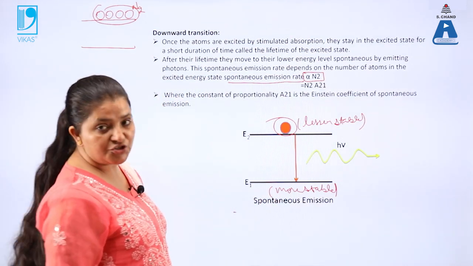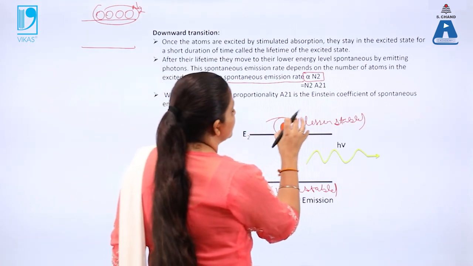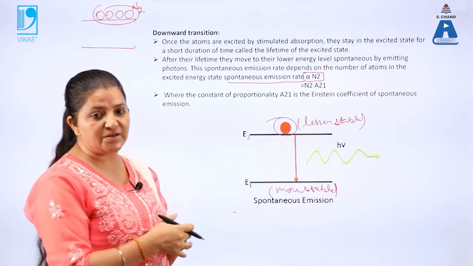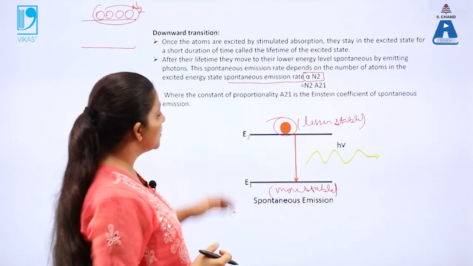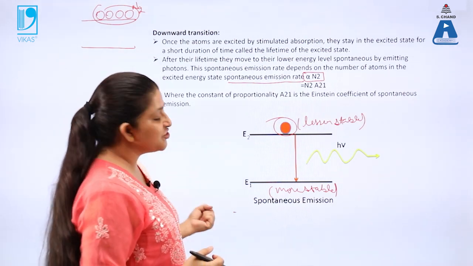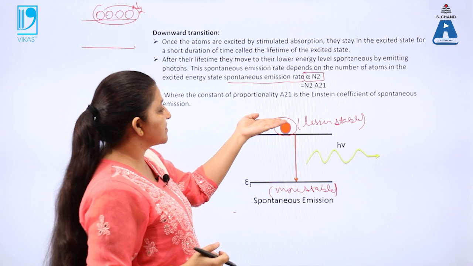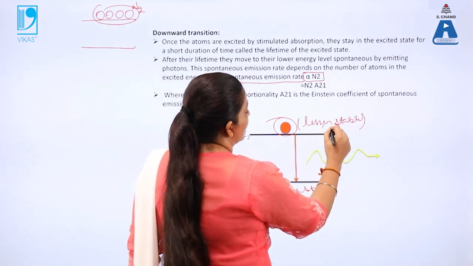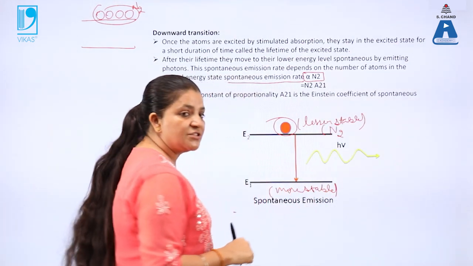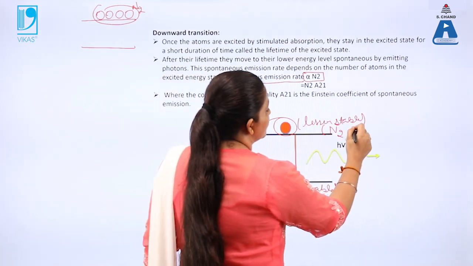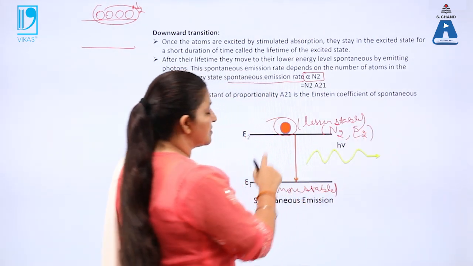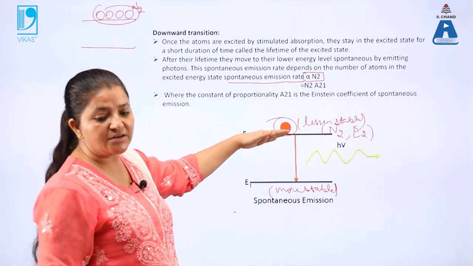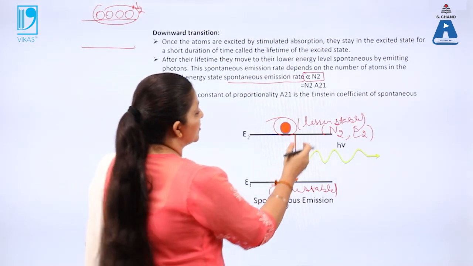Now in spontaneous emission, the more atoms present in the excited state, and if there is no metastable state present here, the emission rate for atoms to move from the excited state to the ground state will depend only on N2. That means N2 is the number of atoms present in the excited state with energy E2, and without any external supply, without any external force, these atoms will move from the excited state to the ground state. So no energy is needed.